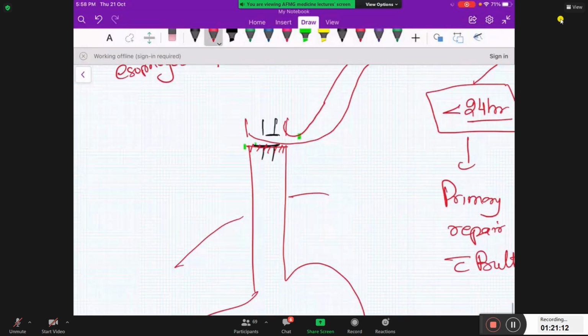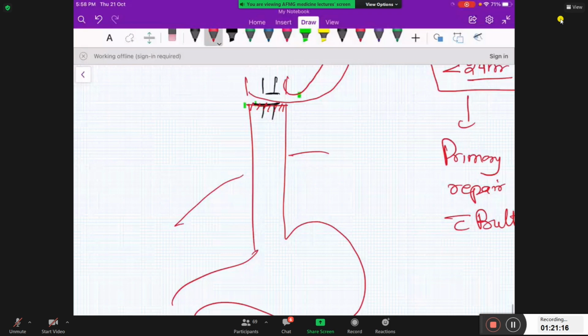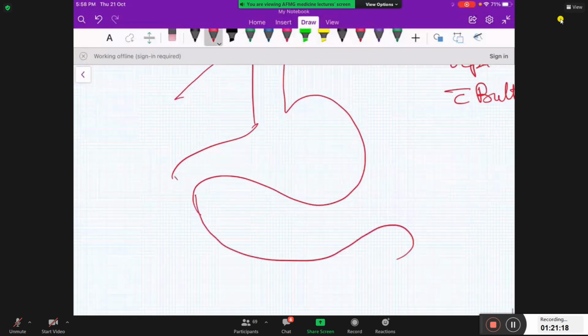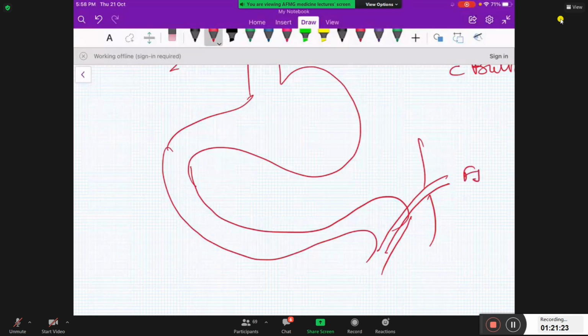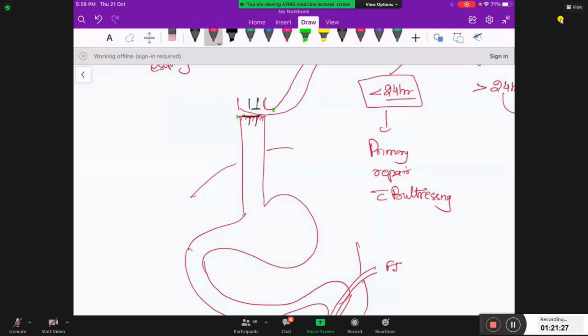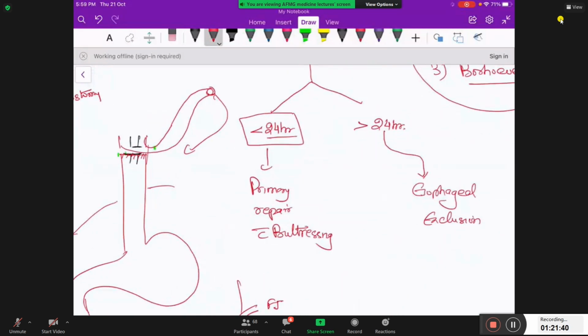Now, how will the patient eat now? So what we do for eating, we will put a tube in the jejunum and let that tube come out from the abdominal wall. This is called feeding jejunostomy. So for some time, we have excluded the esophagus from the body. After 6 to 8 weeks, we will bring it back and do the anastomosis. So this is called esophageal exclusion.